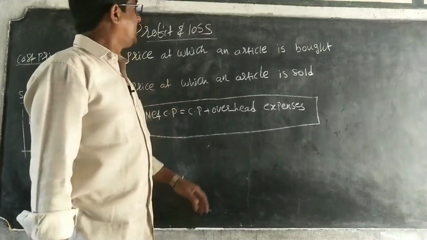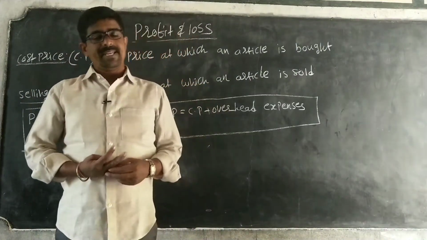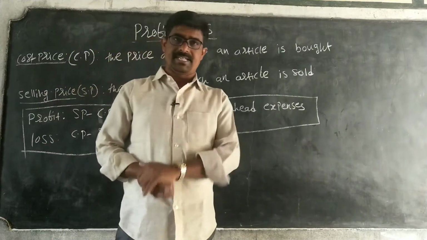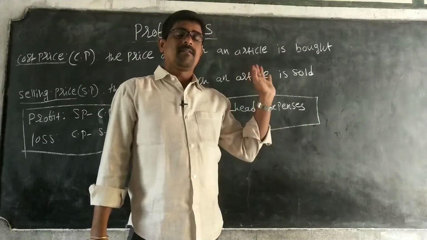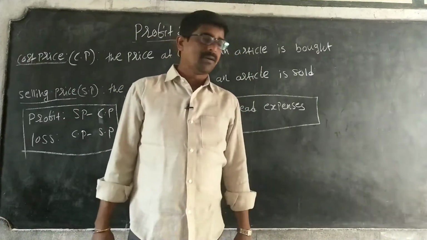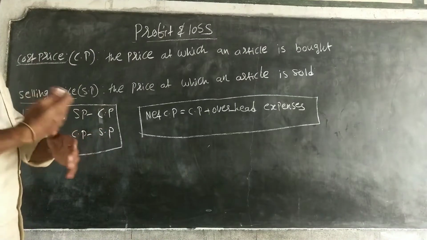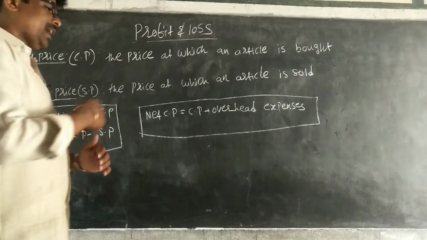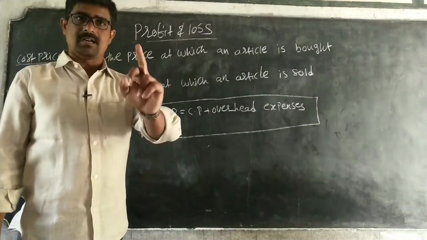Today our topic is profit and loss. This is one of the basic concepts in 5th and 6th standard, and it is also used in competitive exams. So first, cost price. What is the cost price? Whenever you purchase or buy something, that is called cost price.